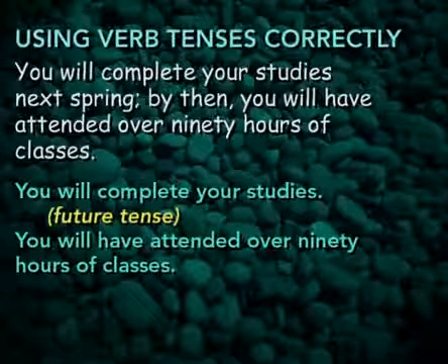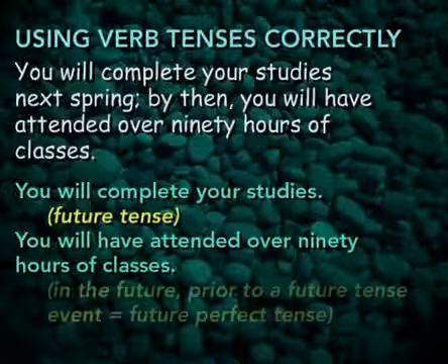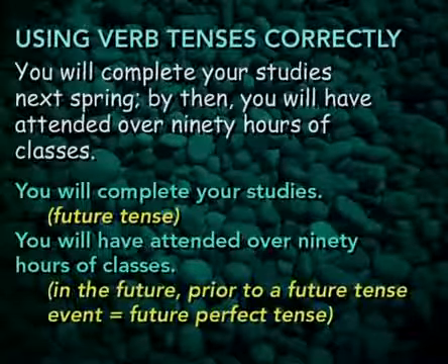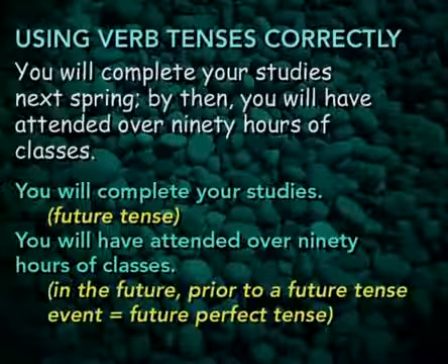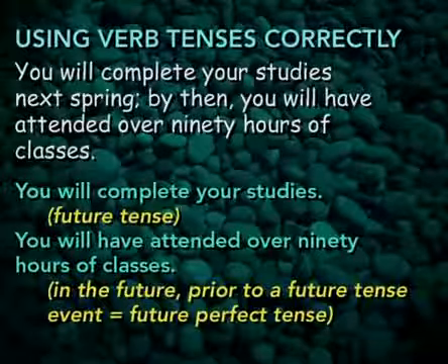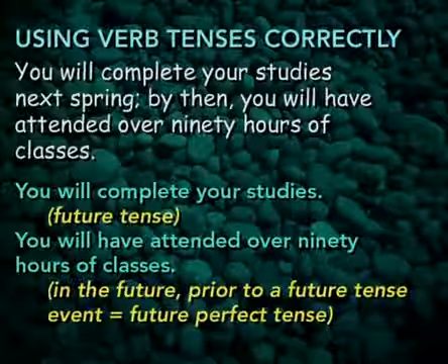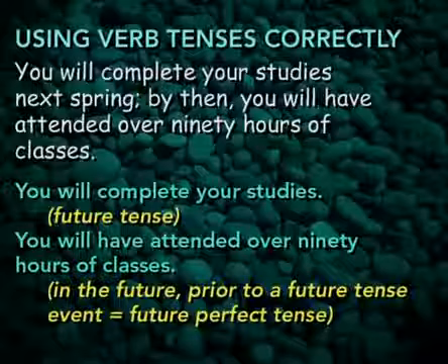After all, attending all of those classes is part of the process of the studies. So that's an event happening in the future prior to a future tense event. Therefore, it should be set up in the future perfect tense, and that's correctly done in this sentence. You will have attended over 90 hours of class. Will have attended is the future perfect tense, and that tells us that that event is going to happen prior to the completion of the studies.